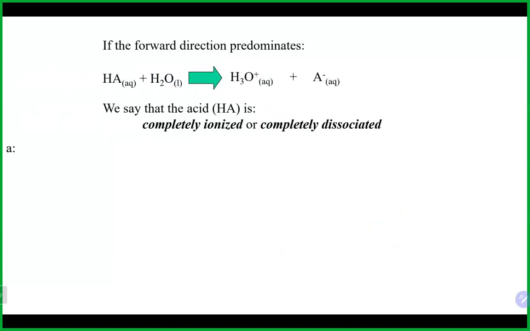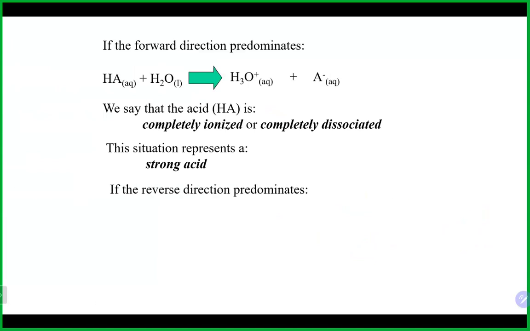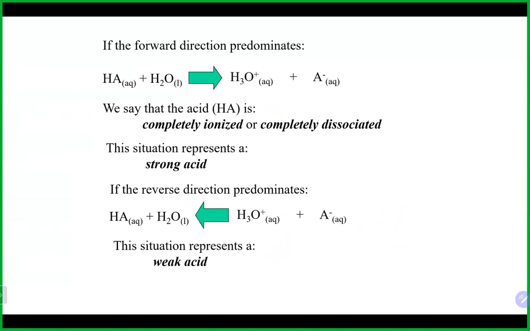So if the forward direction predominates, we have a strong acid. And again, those are going to be 100% ionized or dissociated, which are fancy ways of saying it's going to completely break apart in solution. That is why something like HCl, because it is a strong electrolyte and a strong acid, 100% breaks apart into these ions.